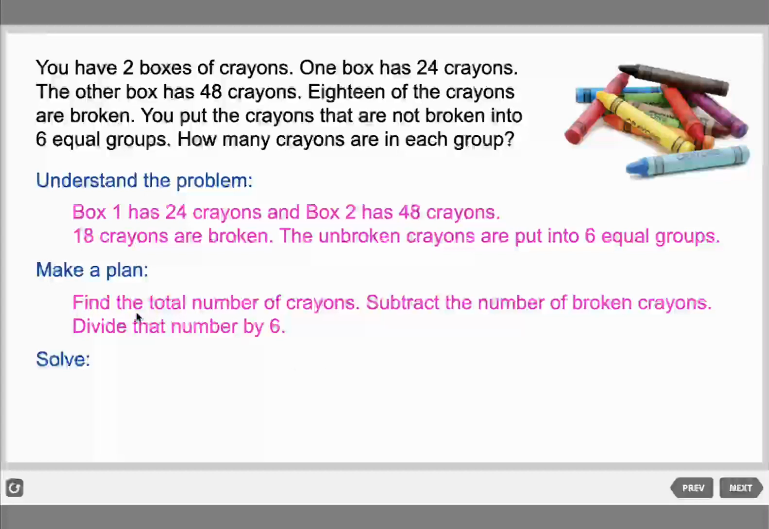Okay, now let's start solving. As we said before, we need to find the total number of crayons. So, let's add 24 in the first box and 48 in the second box. What is the total, my heroes? 72. Wow, again, Karim. Okay, 4 plus 8 equals 12. We write down the 2 and regroup the 1 to the tens. 1 plus 2 plus 4. 1 plus 2 is 3 plus 4 is 7. So, the total number of crayons is 72.